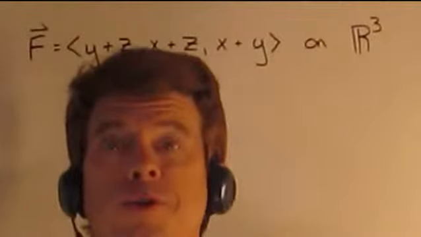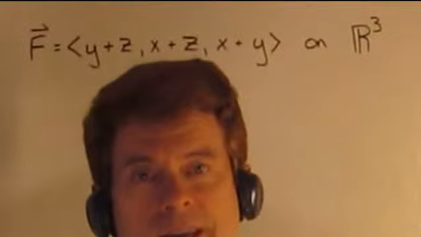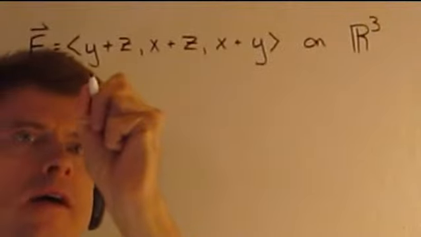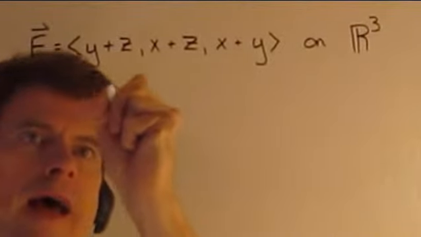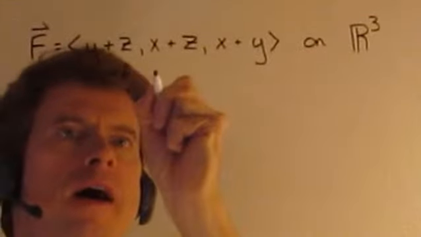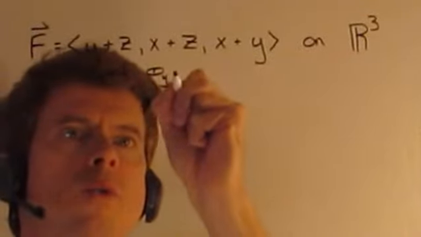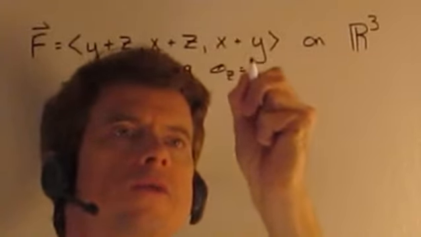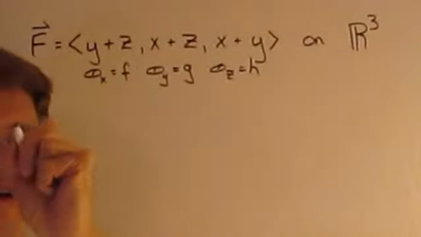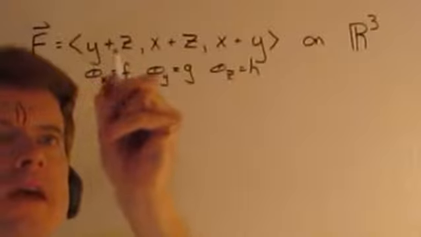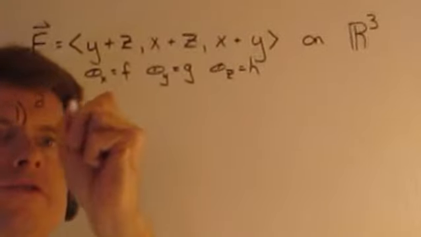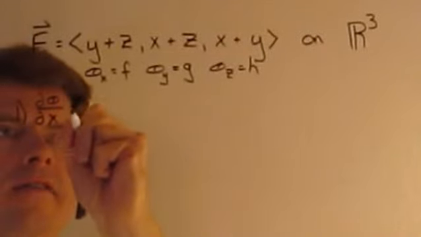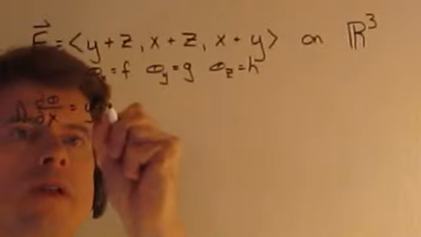And of course, to determine a potential function, it takes a lot of integration and derivatives. So, in defining each part, we know that this is going to be phi x. We'll go ahead and call this f. We equate phi y equal to g, phi z equal to h. So first of all, the partial derivative of phi with respect to x is equal to y plus z.